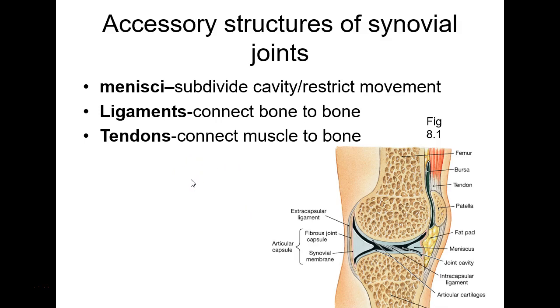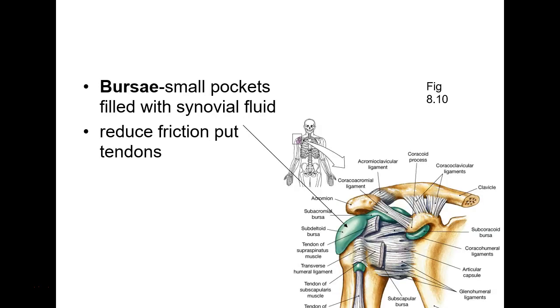Kind of shaped like a meniscus in a test tube when you pour some fluid in there. So those are just structures, and I can point them out on the knee. You have a medial meniscus and a lateral meniscus in the knee joint. We'll get to that. Bursa: small pockets filled with synovial fluid.